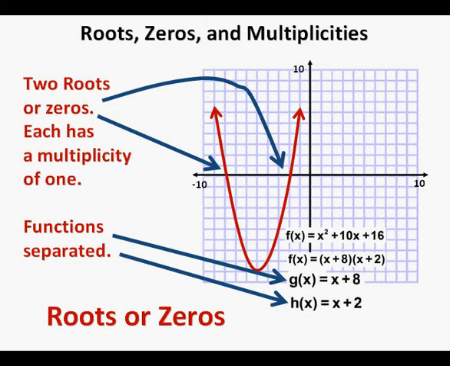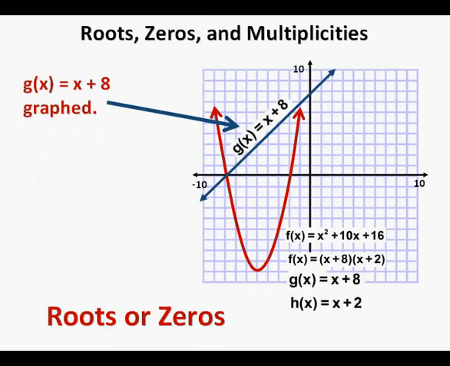Now in order to demonstrate where these roots or zeros come from, we will separate this function composed of two linear factors, quantity x plus 8 and quantity x plus 2, and write them separately as the functions g of x equals x plus 8 and h of x equals x plus 2. First we'll graph the function g of x equals x plus 8. This new function has a zero or x-intercept of negative 8, just like one of the roots of our quadratic function.